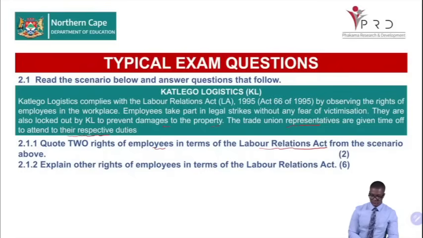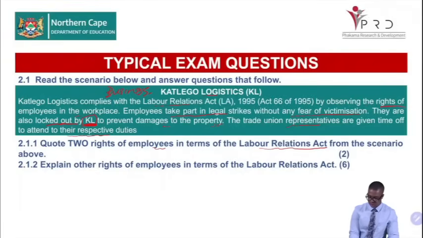Let's go back to the scenario. Read the scenario with understanding. We are saying this business complies with labor relations. We agree with that, by observing the rights of employees. And how do they do it? Employees take part in legal strikes without any fear of victimization. They are also locked out by KL. It tells you who's locking them out. KL. Who is KL? Katleho Logistics. Katleho Logistics is the what? The business, to prevent damages to the property.